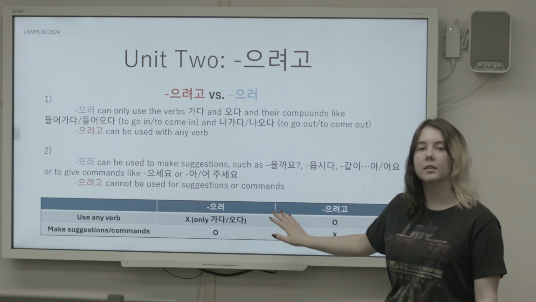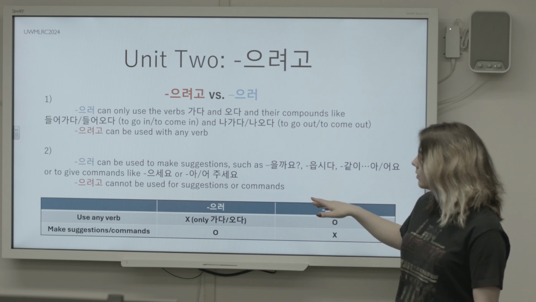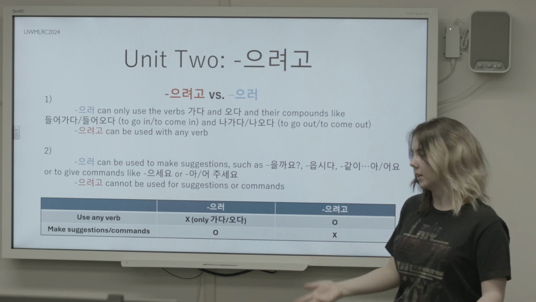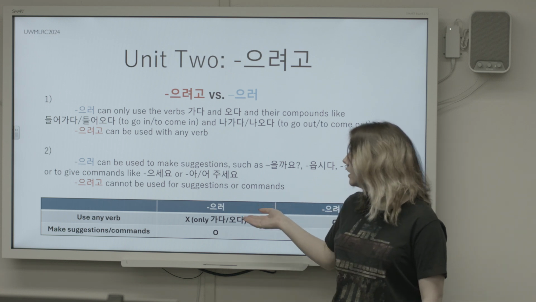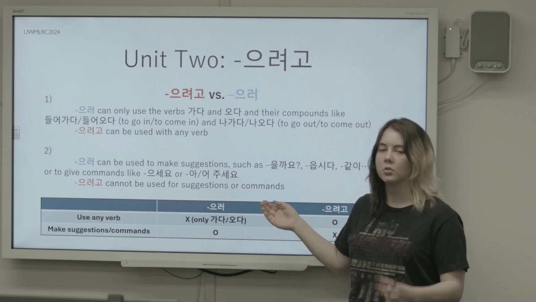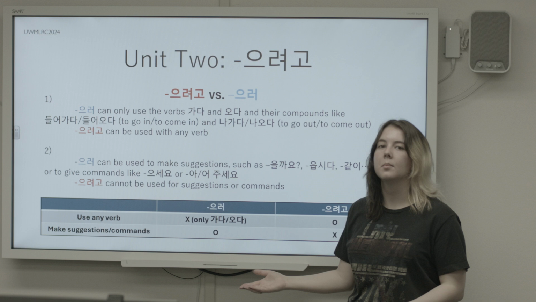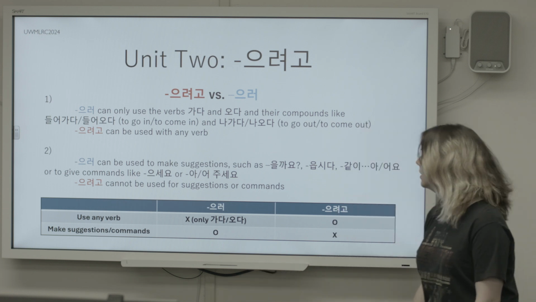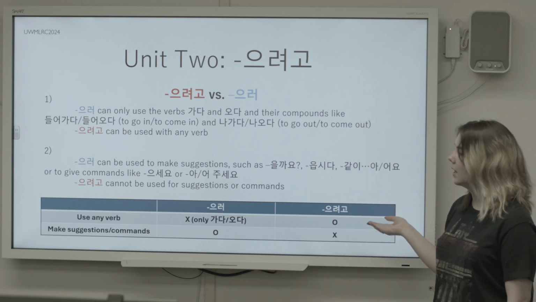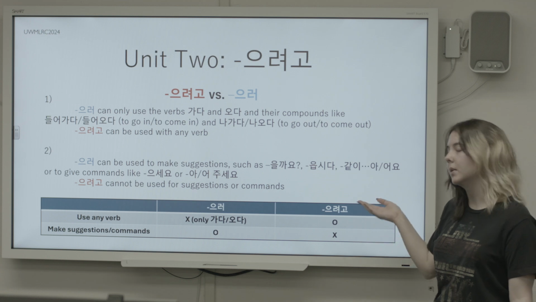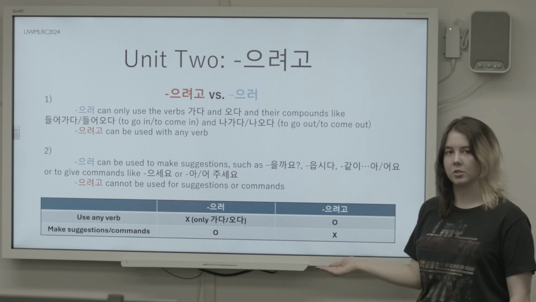So I have a chart down here, tells you at a glance their limitations and what they can be used for. 으러 is limited because you can only use two verbs. But it's not limited because you can make suggestions or commands. 으려고 is not limited because you can use any verb, but it's limited because you cannot make suggestions and commands.